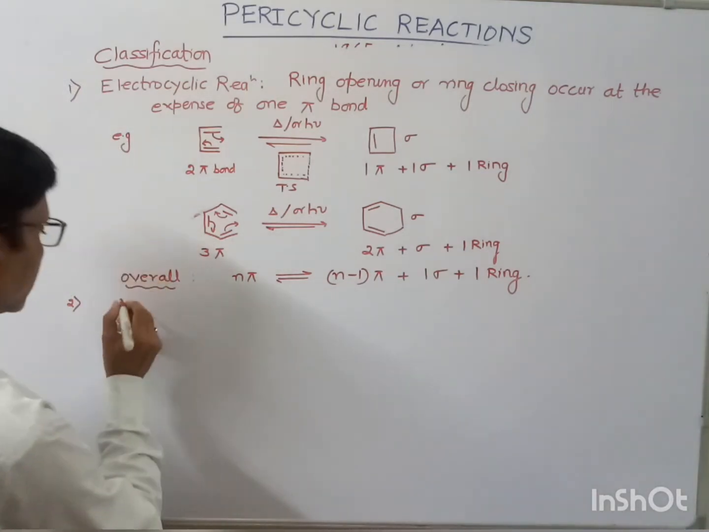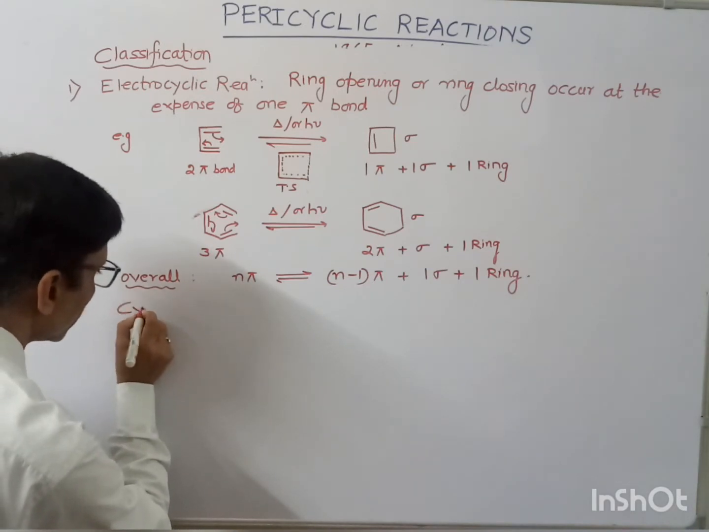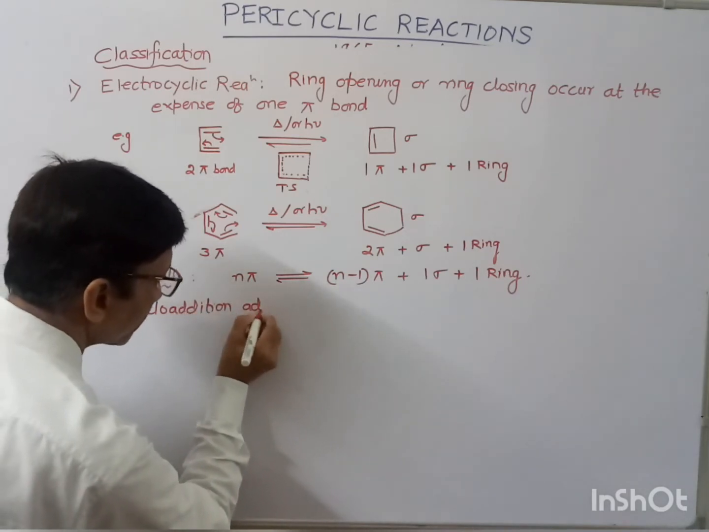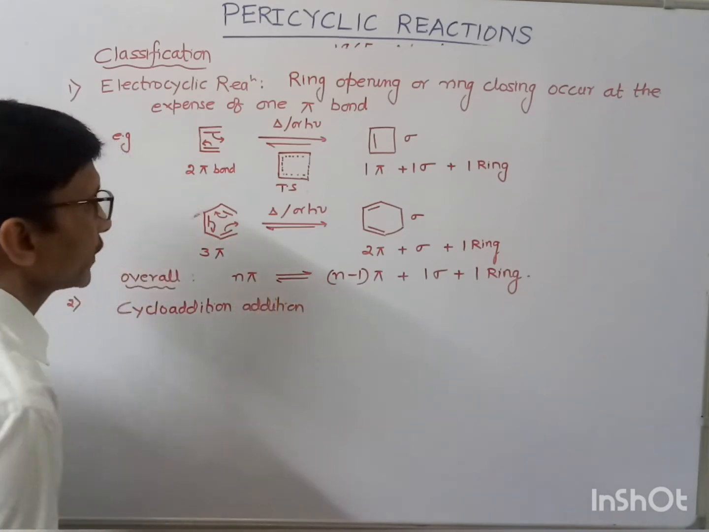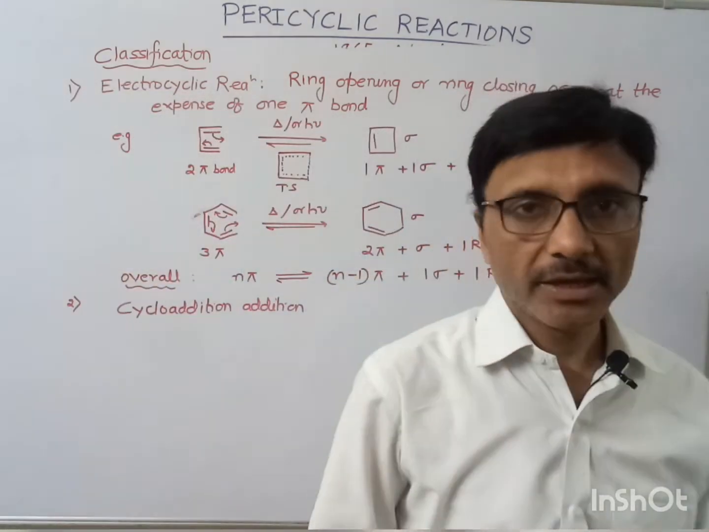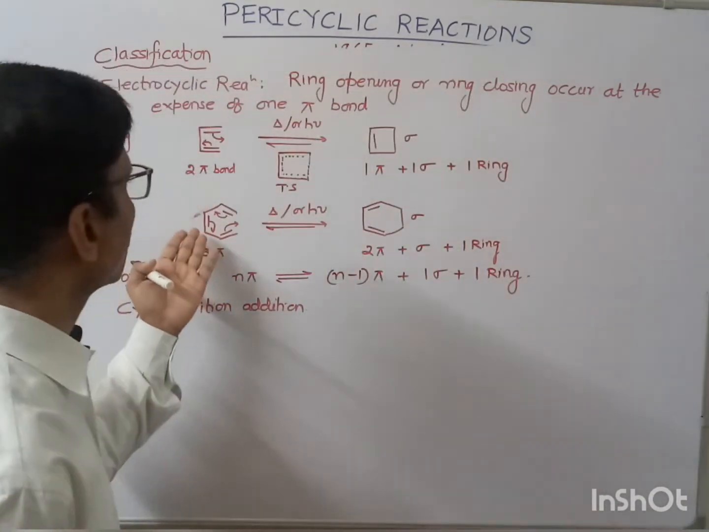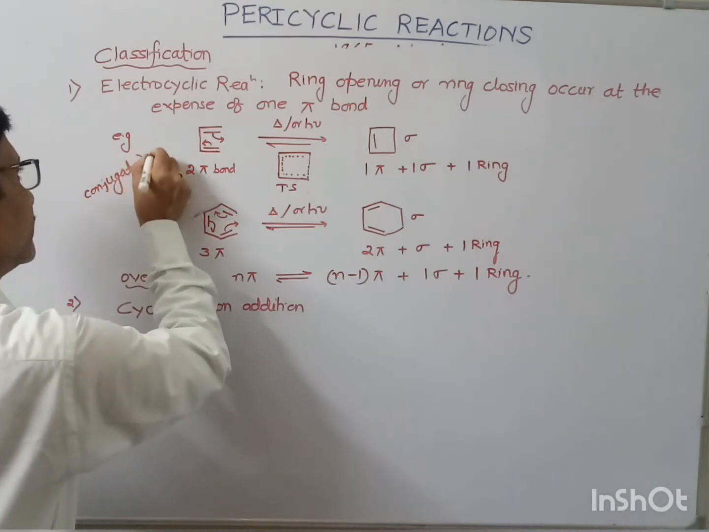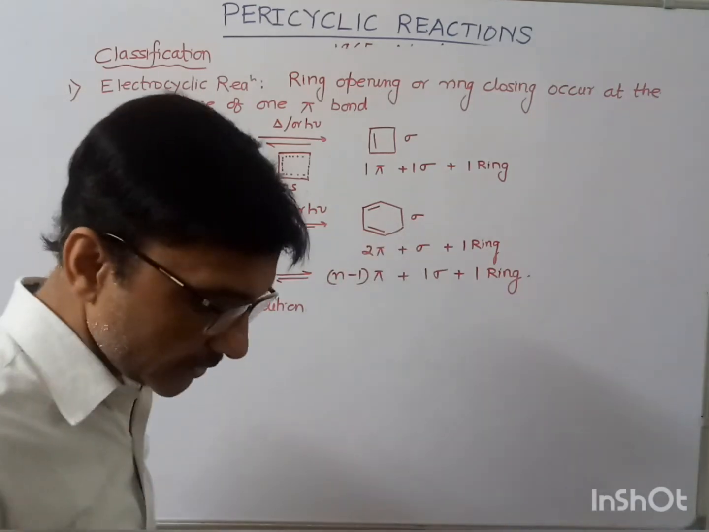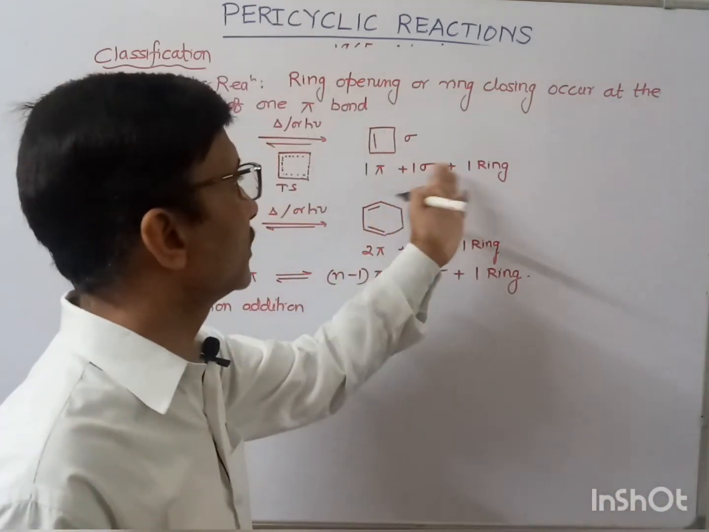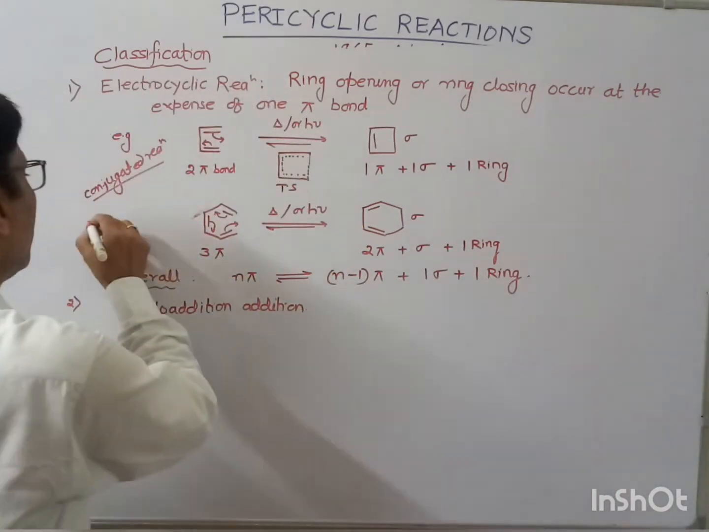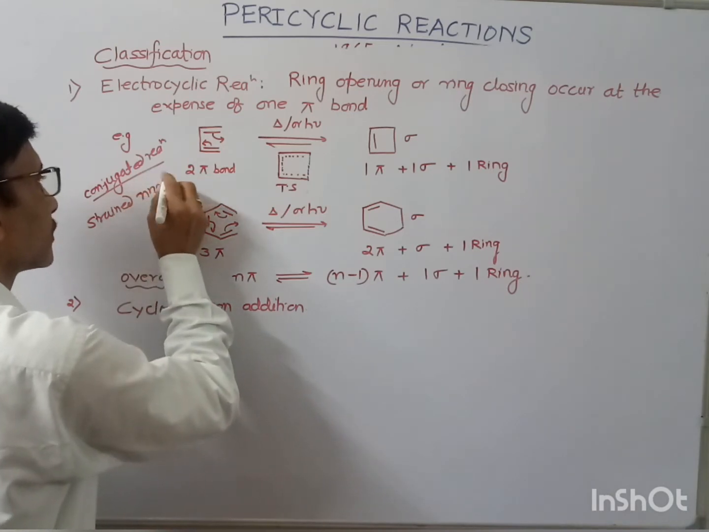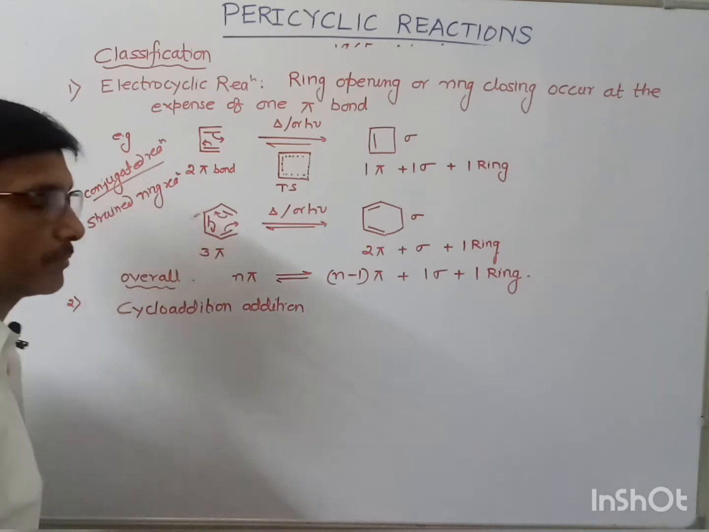Now the next classification is the cycloaddition reaction. The next type of reaction that we will study is the cycloaddition reaction. Usually electrocyclic reactions occur in a conjugated system. If you see this conjugated type of system, such reactions may occur. Or they may occur in some strained ring system, where the ring can be opened easily.